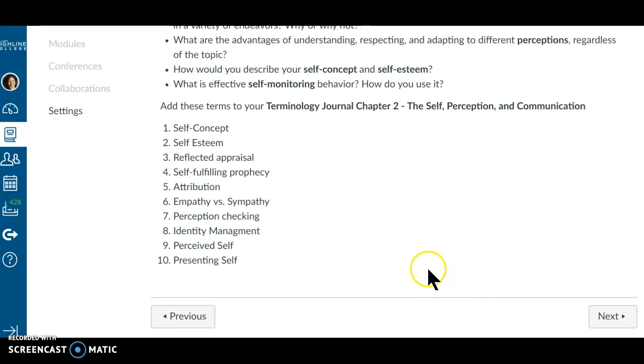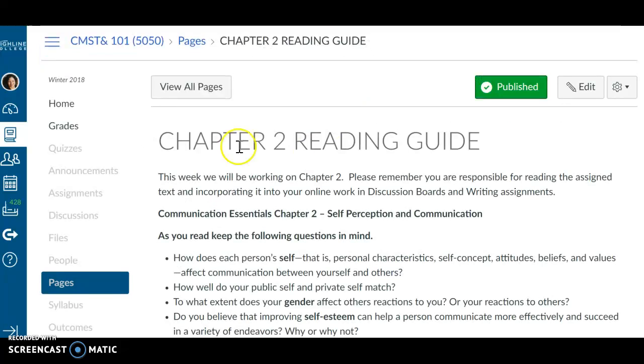Also, something I want you to keep track of is this terminology journal words. And I'm going to come back and I will post a little quick video about the terminology journal. So that's the chapter reading guide and what that looks like.